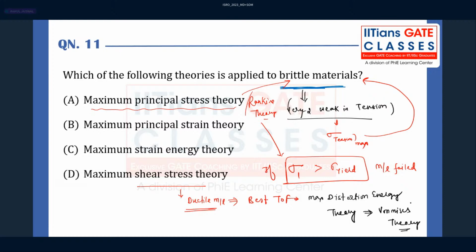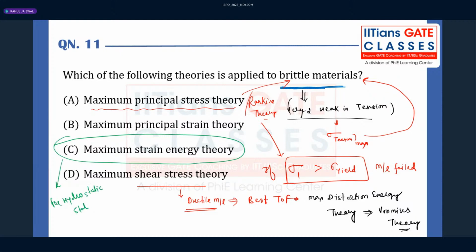No doubt, very important. For a hydrostatic state of stress, the good theory of failure is the maximum strain energy theory. We also call it Haigh's theory for the hydrostatic state of stress. Whenever you keep any material in water, in that case, if you use maximum shear stress or any other theories, it will give you a wrong prediction about the dimensions.